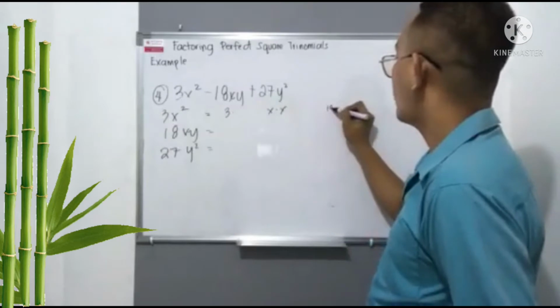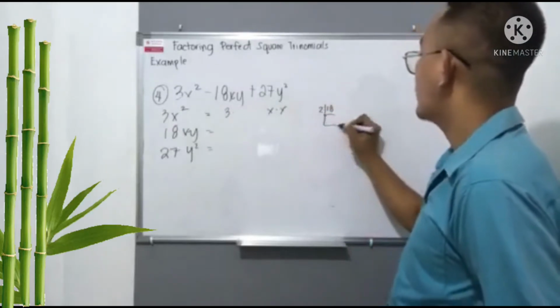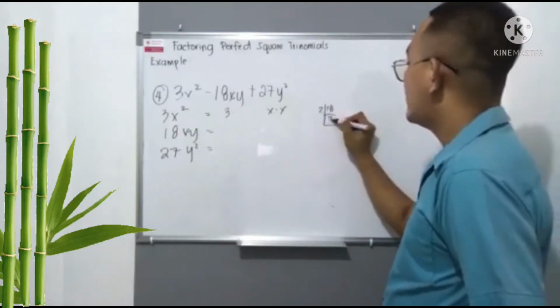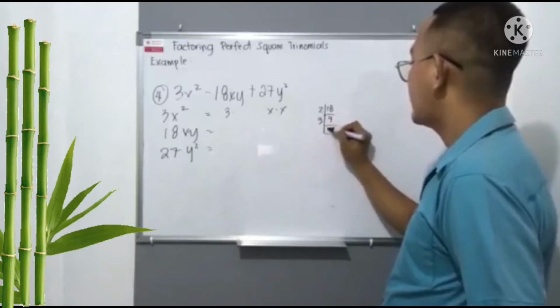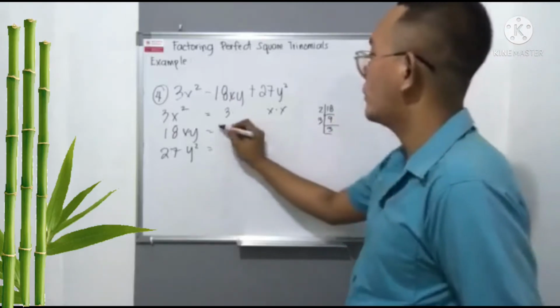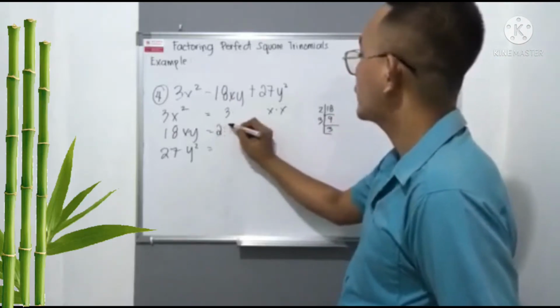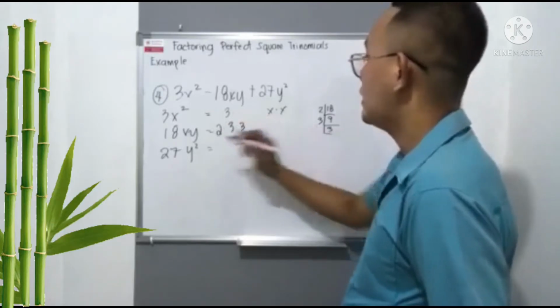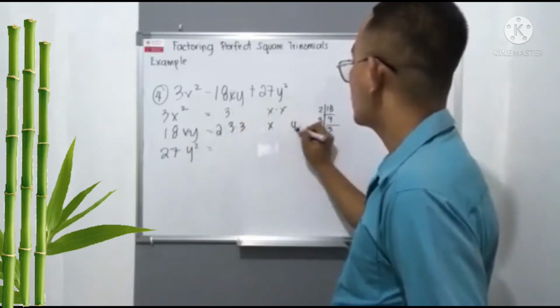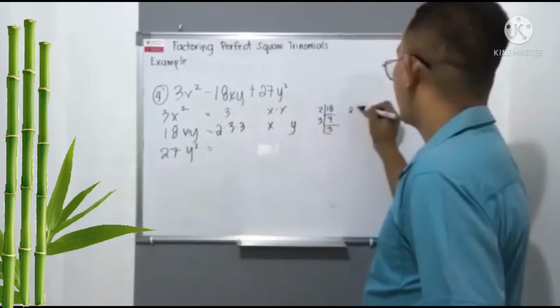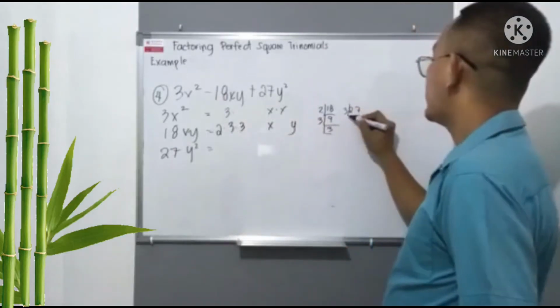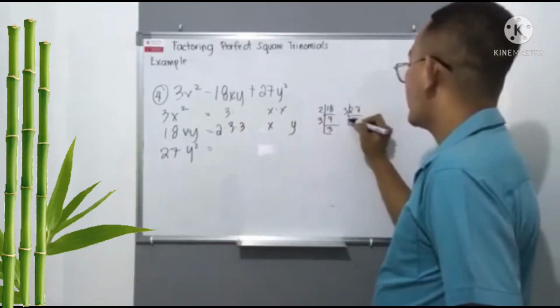18 is, so kanyang 18, ang prime factor ng 18 divide 2 is 9. 9 divide 3 is 3. 3 is a prime number, so doon na magtatapos yung ating prime factor. 2 times 3 times 3, and then we have x times y. 27. 27 is divisible by 3. Divide natin, 9.